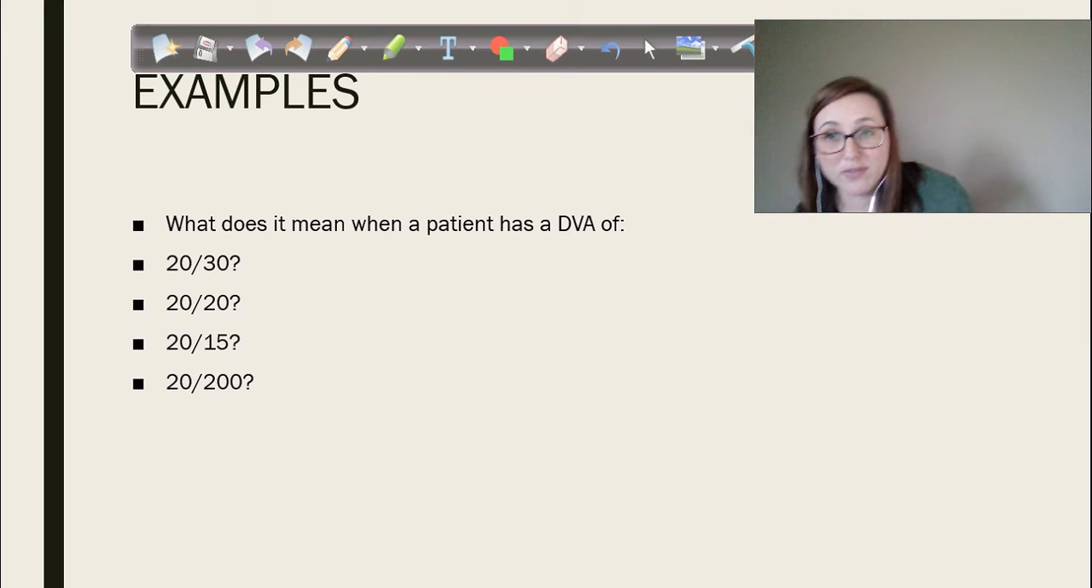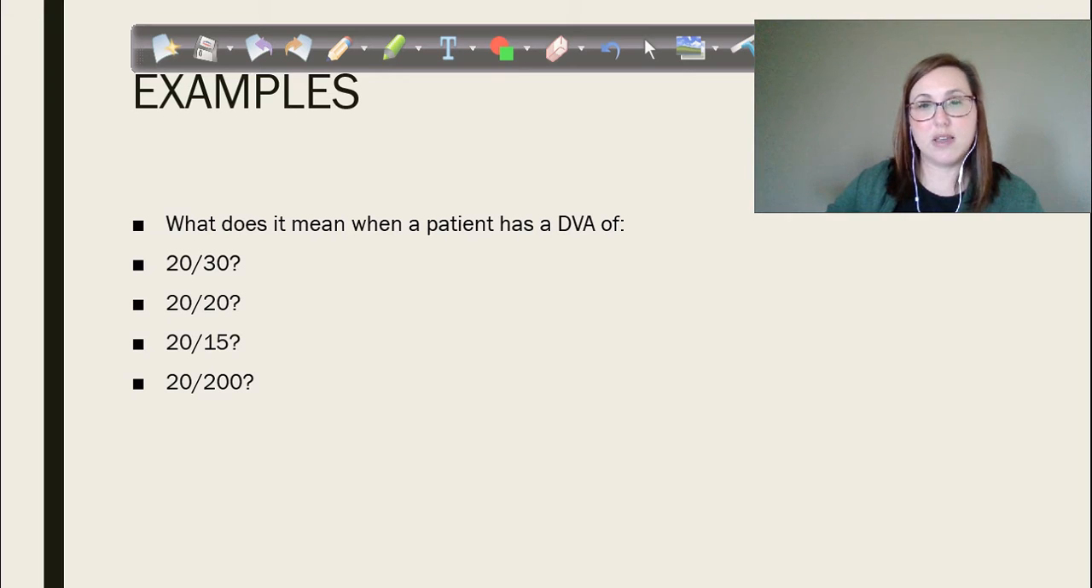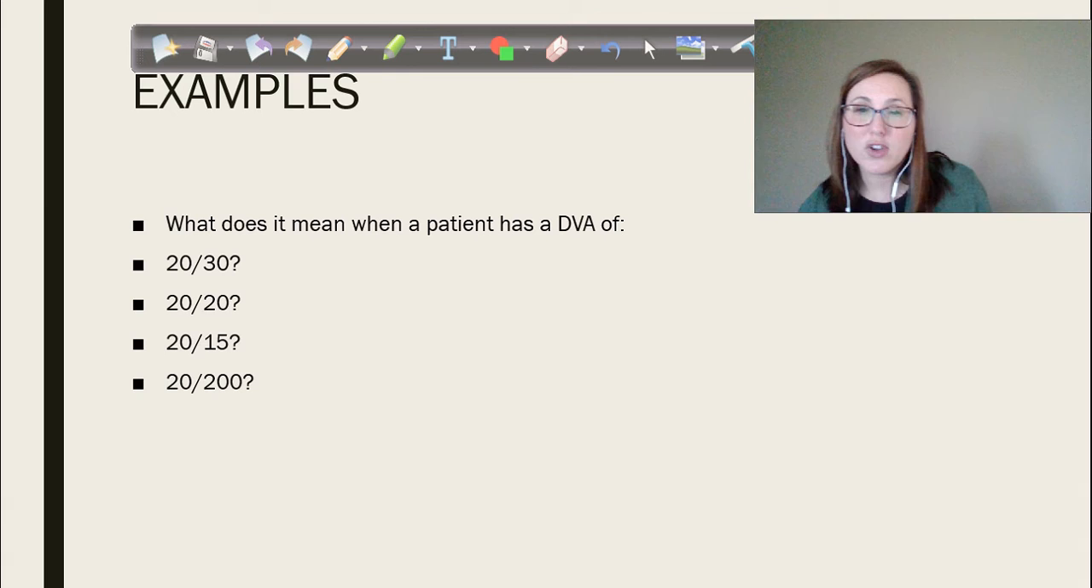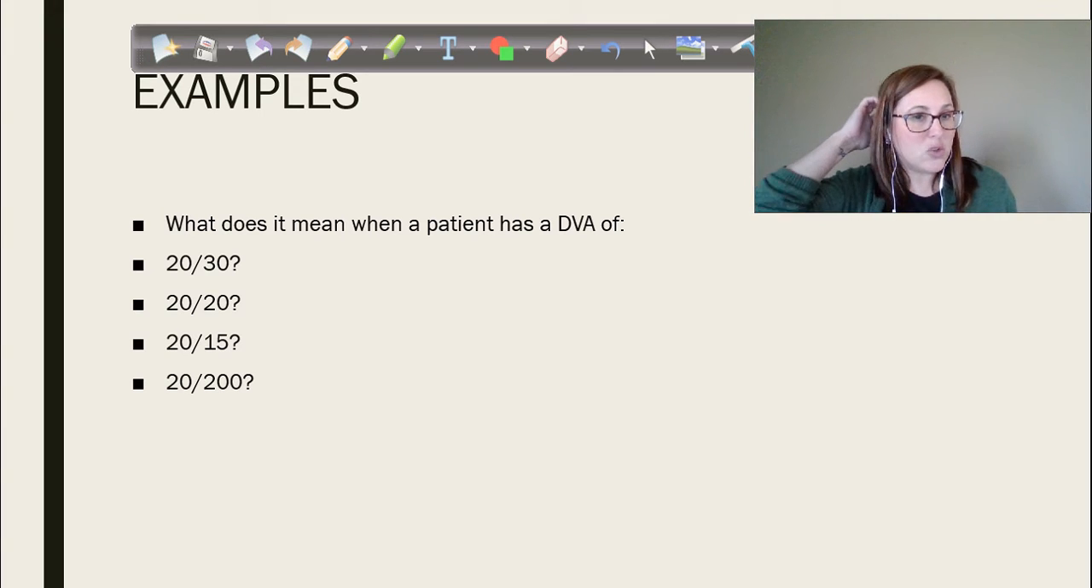20/20, that is what you want your vision to be. That's the normal distance visual acuity. That's what it means to have good vision, if your vision is 20/20. If you are that 20/30 person, it just means that you are reading at 20 feet what someone with 20/20 vision could read at 30 feet. It's not necessarily a bad thing to be 20/30.